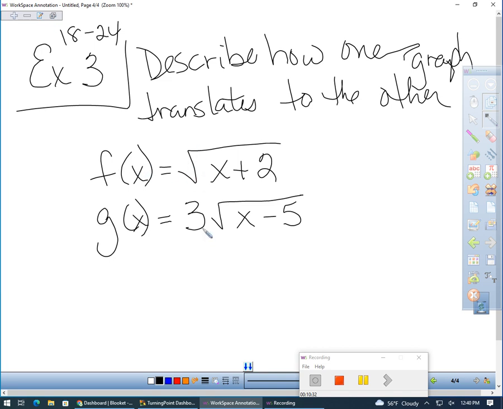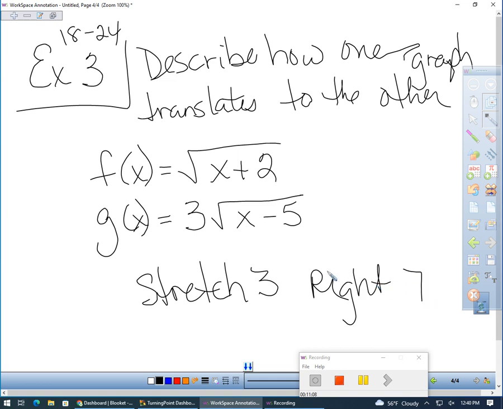So to get from f to g, what are we going to do? I agree, we're going to stretch at 3. And then how do we decide how many we're going right or left? You're close. Right 7. Yes, it's right 7. So let's talk about why.